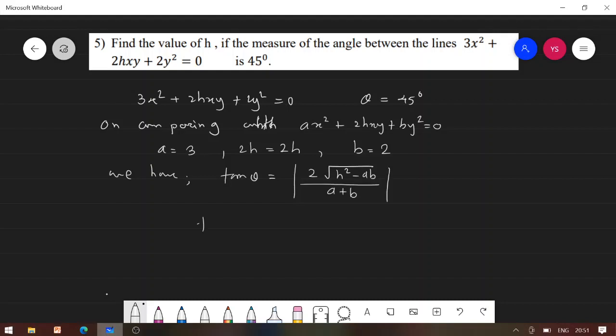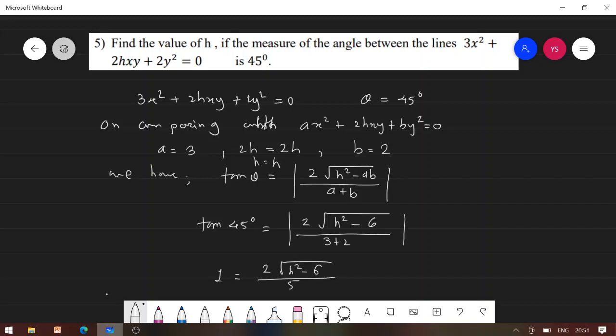So here theta becomes 45 degrees. So we get tan 45 degrees equals modulus of 2 times root of h, with h value as h over here. So h² minus ab becomes h² minus 6, divided by a plus b, which becomes 3 plus 2, that is 5. So tan 45 degrees value is 1, equals 2 times root of h² minus 6, divided by 3 plus 2, which is 5.